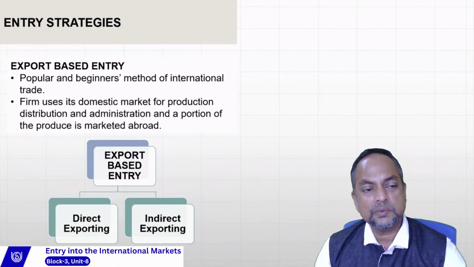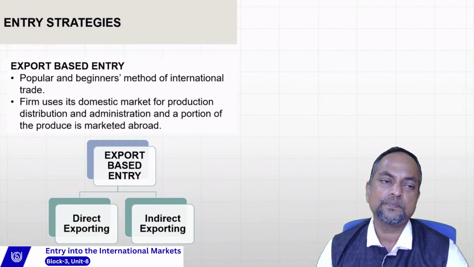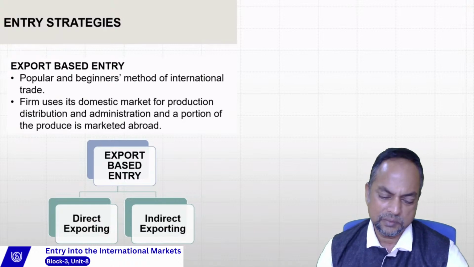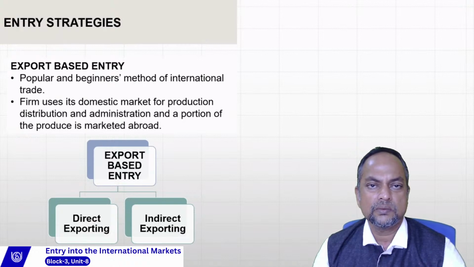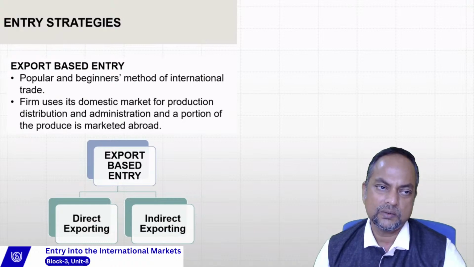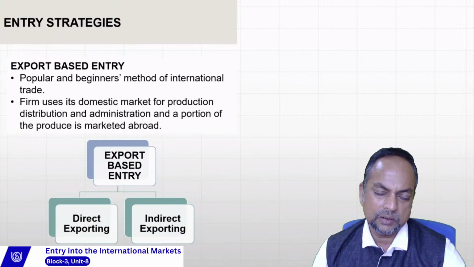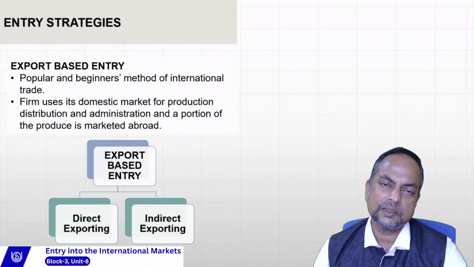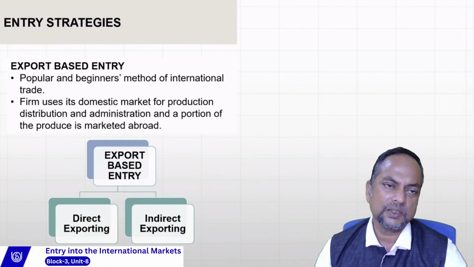So let's start with one of the basic strategies that the organizations do take, this export based strategy, right? This is initial. What is the reason? The reason is that you're making low investments, right? What happens over there? Your involvement is low in the host country market. Your resource allocation will also be low. So this is a very popular and beginner's method of international trade.